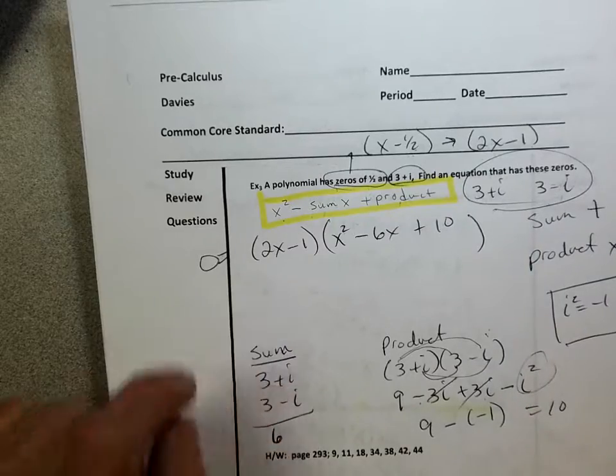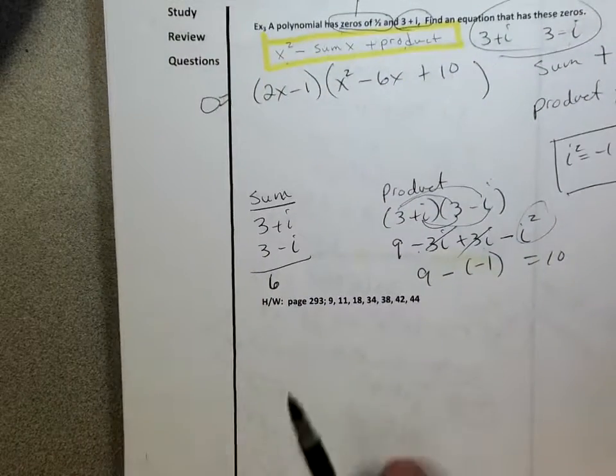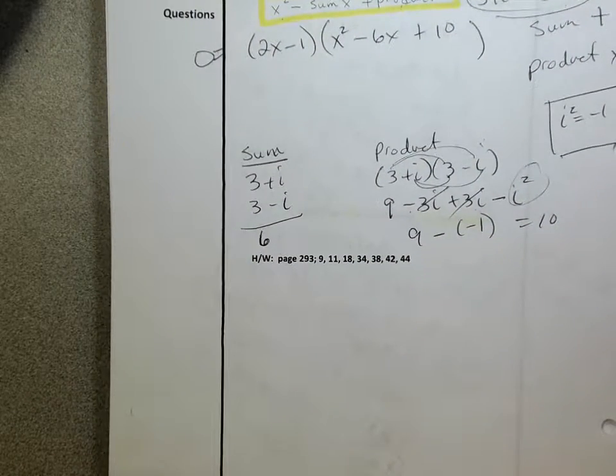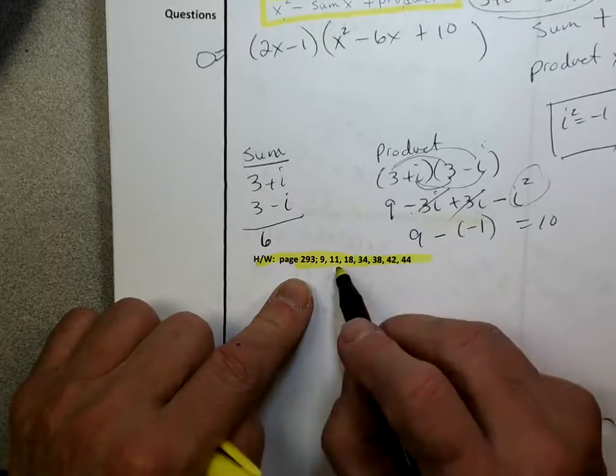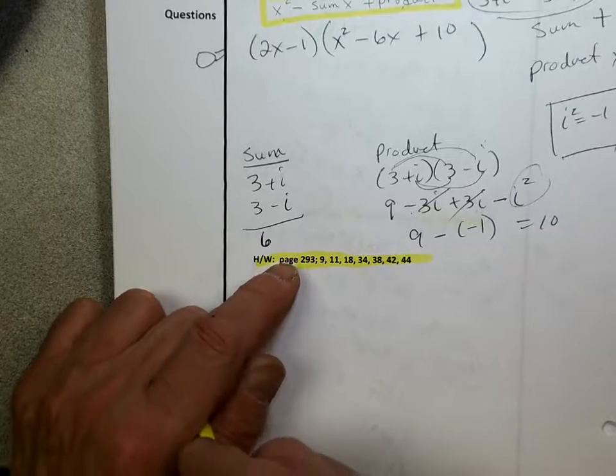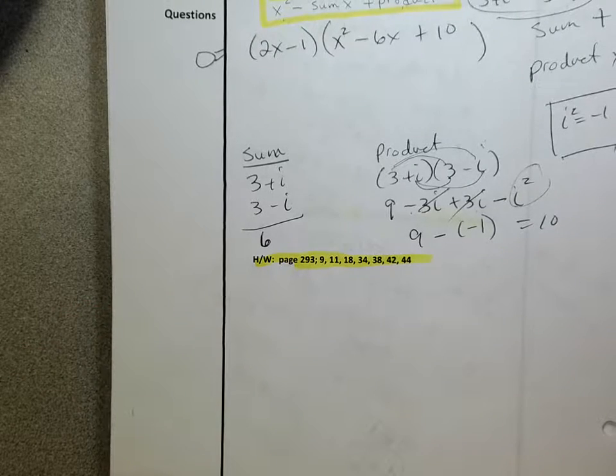Okay? Alright, so homework for today. Here it is. I'd like you to do page 293, 9, 11, 18, 34, 38, 42. Make sure you use the period wisely. Write the question, show all the work, okay? And luckily today you have a math teacher to help you out.